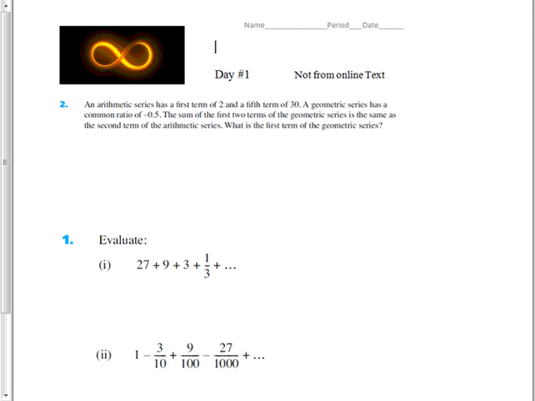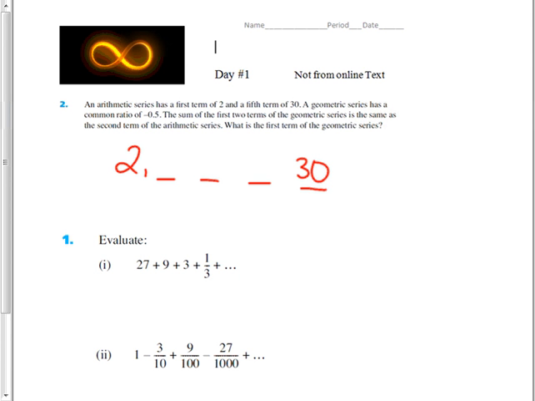All right. Well, we could start this one together. Number 2. An arithmetic series has a first term of 2. Okay, I'm going to start writing it. 2, comma, and a fifth term of 30. Okay. Second one, the third one, the fourth one, the fifth one is 30. Get how I did that? To kind of like make sure I knew that it wasn't just the next one in line.